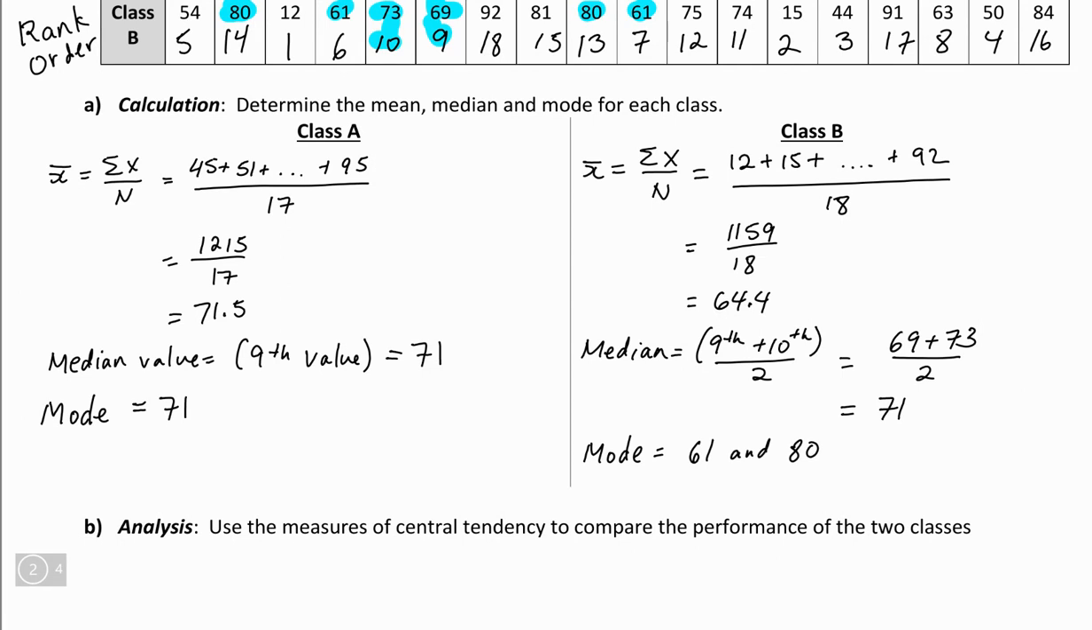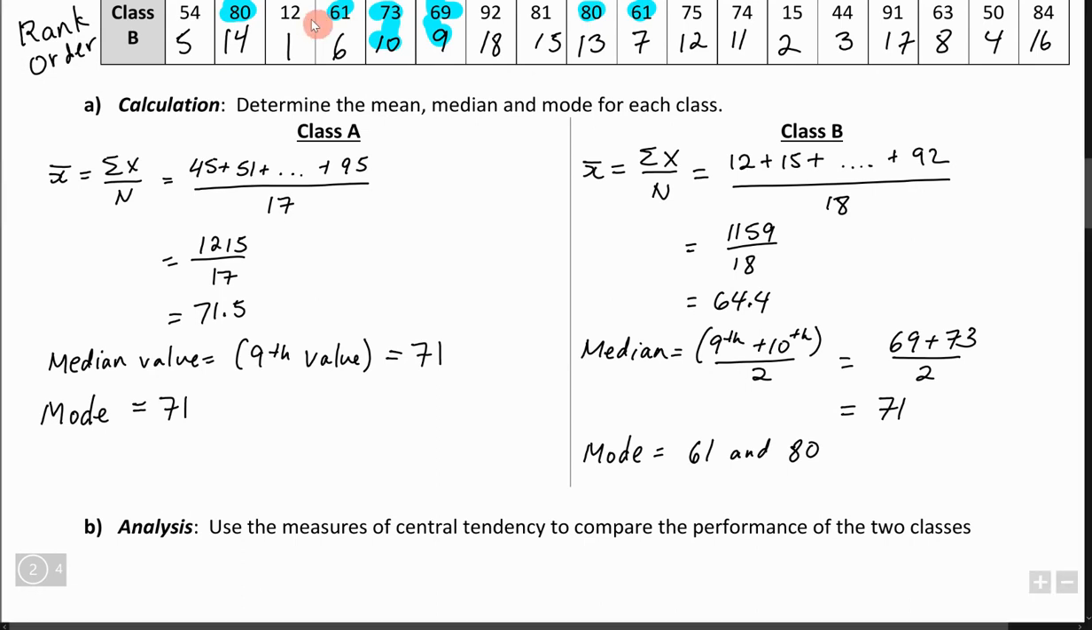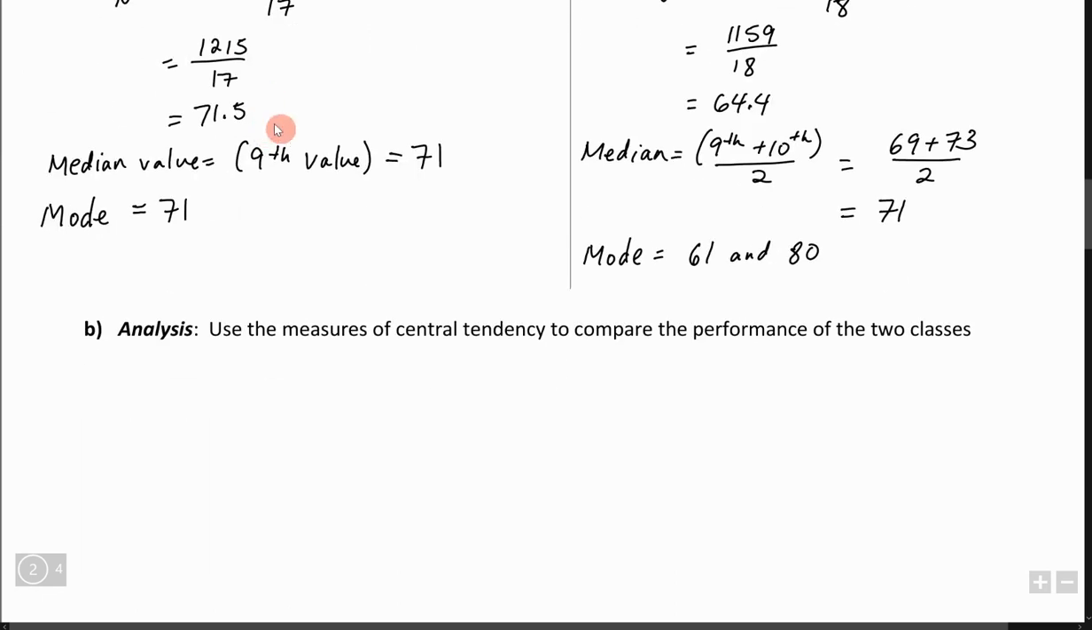Now, you've done some analysis, you've done some calculations here. These are important measures of central tendency. Well, what's the point? You do have to do a little bit of analysis as well. So let's look at what we see here. If we look at class A, we have all three central tendency values pretty much the same: 71.5, 71, and 71.